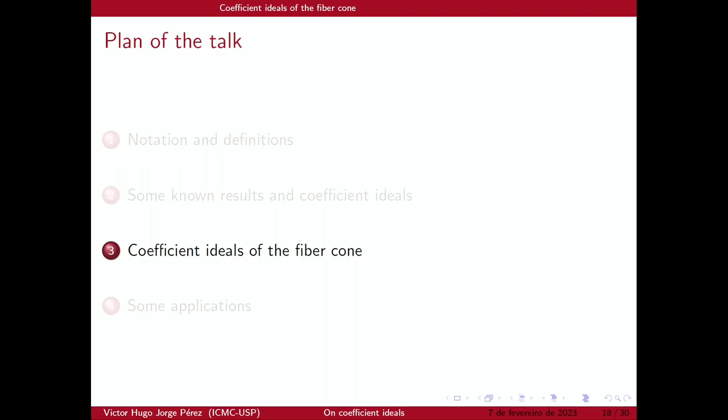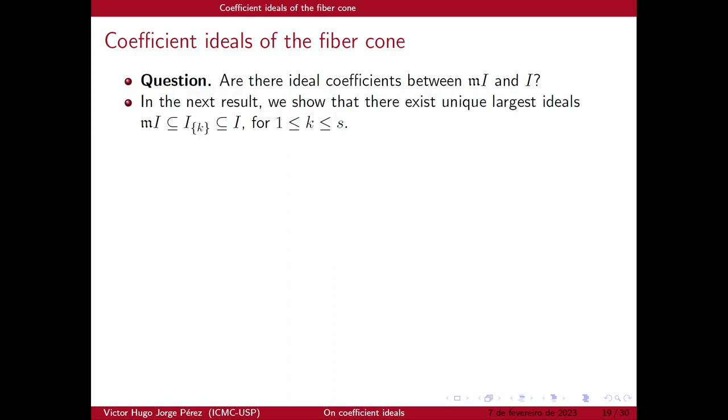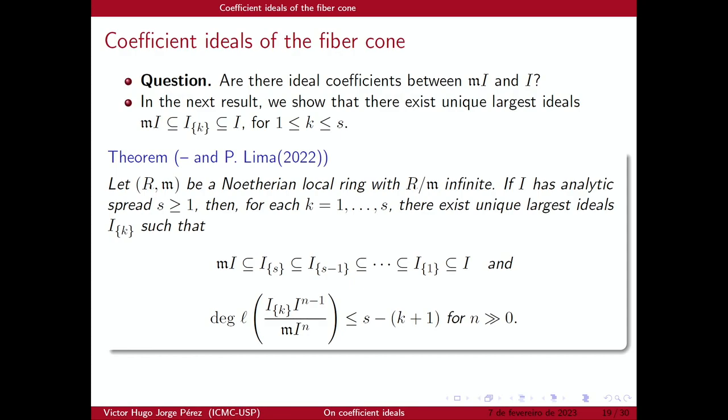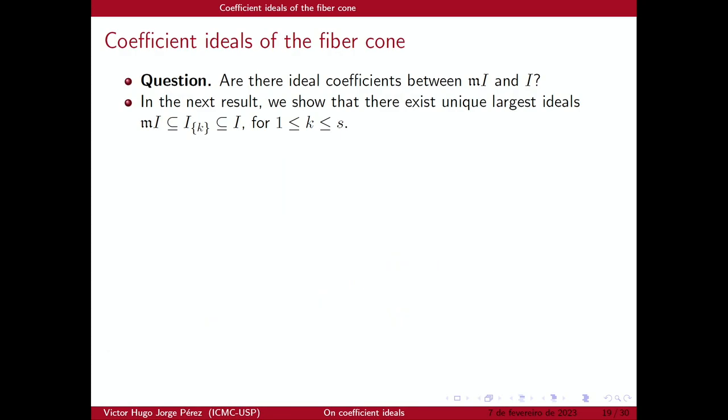So now I talk about the coefficient ideal of the fiber cone. I have the natural question: does there exist a coefficient ideal with this ideal and this ideal? Looking here, the integral closure does not appear. Only this product ideal appears, the maximal ideal, ideal I and ideal A. In the next result, we show that there exists the ideal A_k. We denote it A_k.